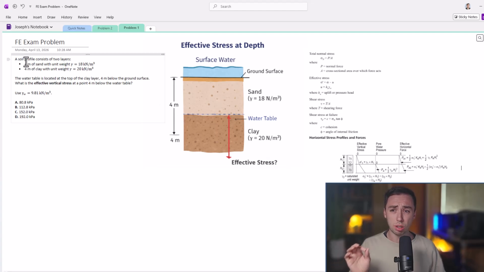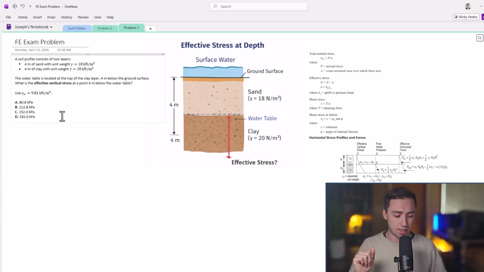So the question is, a soil profile consists of 2 layers, 4 meters of sand with a unit weight of 18 kilonewtons per meter cubed, and then 4 meters of clay with a unit weight of 20 kilonewtons per meter cubed. The water table is located at the top of the clay layer, 4 meters below the ground surface here. What is the effective vertical stress at the point 4 meters below the water table? Use the unit weight of 9.81 kilonewtons per meter cubed for water.